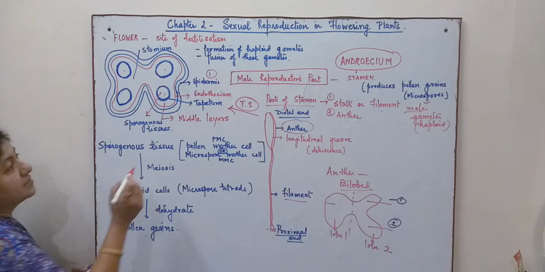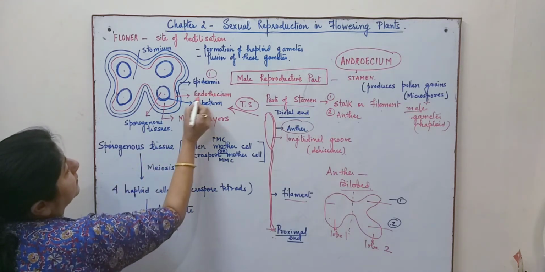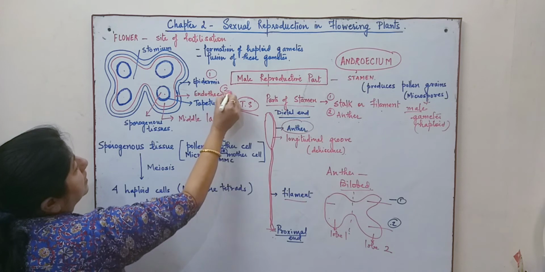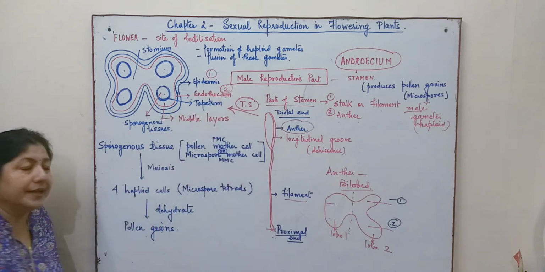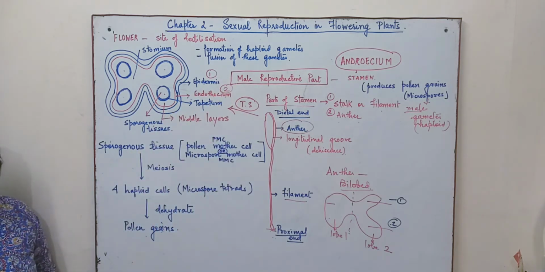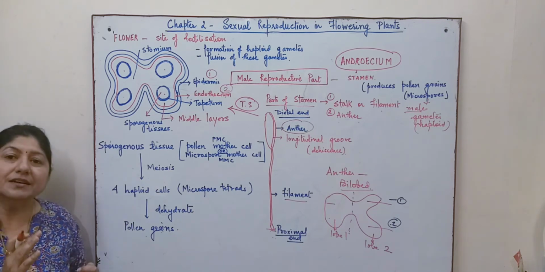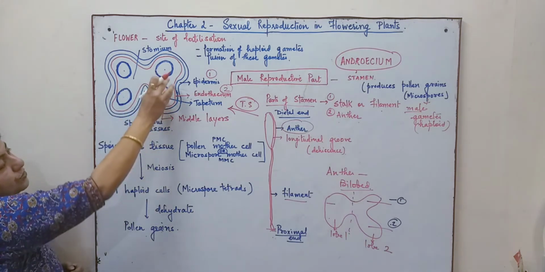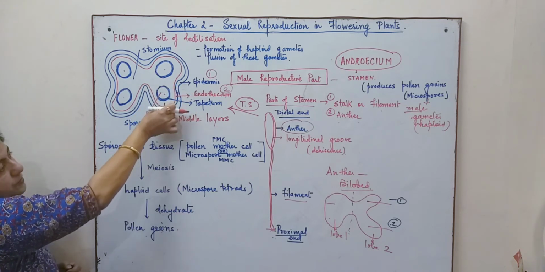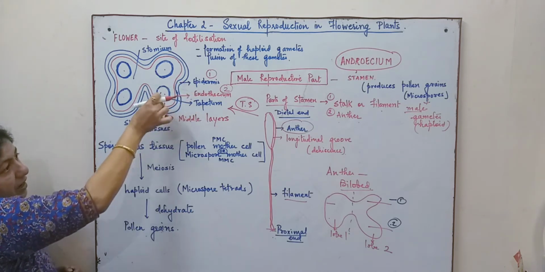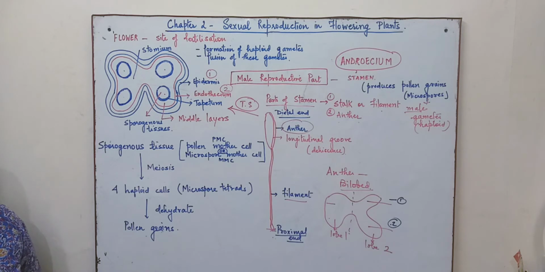The endothecium layer is the second layer, and this endothecium is again protective in nature. It helps and protects the inside tissues and also forms the boundary of the anther towards the outer side.